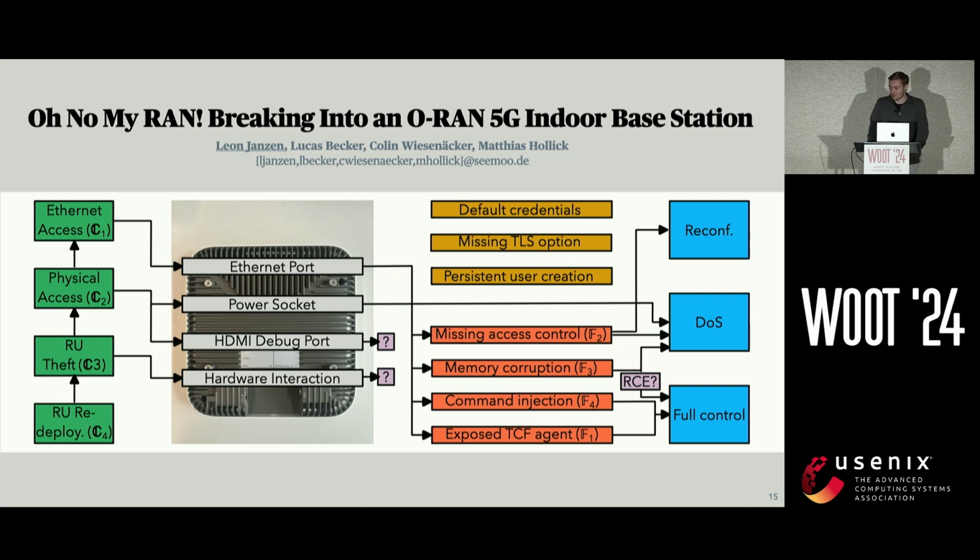So what's the takeaway? Well, we didn't really do a lot of magic here. We just assumed this base station to be an embedded system and saw what we could do. However, base stations are part of critical infrastructure, and a lot of the stuff that we found is easily fixable, for example, just not deploying the TCF agent. And for critical infrastructure, we should really ensure that these embedded systems are safe and secure.